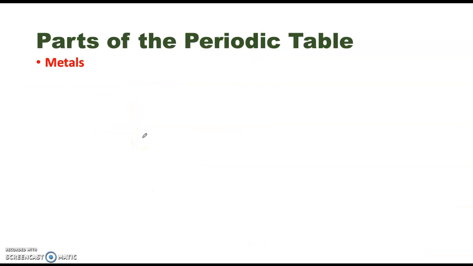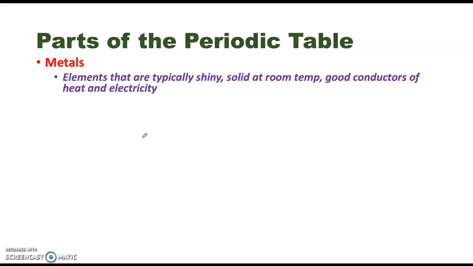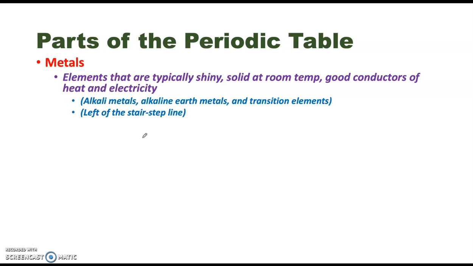Okay, now the parts of the periodic table. If you remember, on the periodic table you drew what we call the stair step line, a little zigzag line that starts up at boron and zigzags down to the bottom right. Now the metals are found on the left of the stair step line. You may or may not have left them uncolored, depending if you decided to color that side in. I didn't color it in when I did it on the previous video.